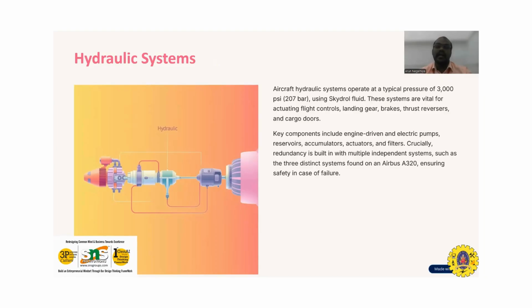Next one is the hydraulic system. The hydraulic system is used for braking, landing gear retract and extend. Cargo doors also run with the help of hydraulic systems. Here they are using Skydrol fluid. The pressure is around 3000 psi, which means around 207 bar. Mostly this type of hydraulic system runs with an electric pump, reservoir, and actuators.